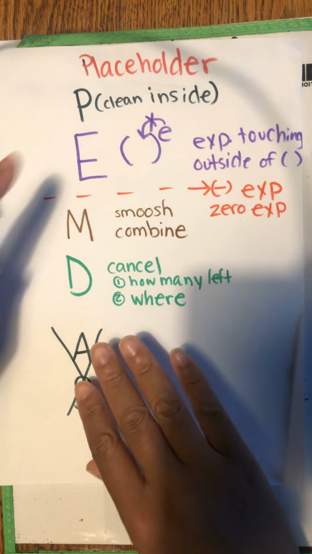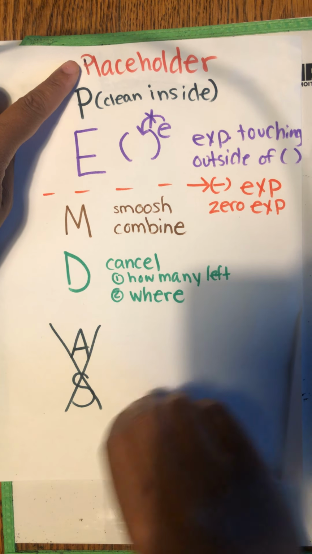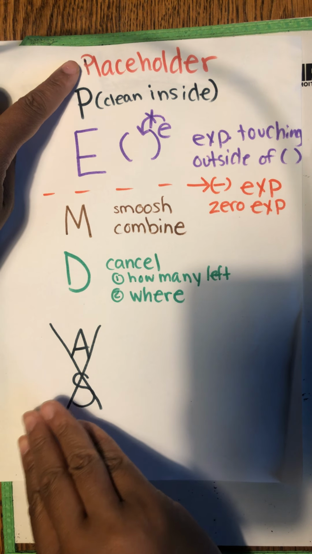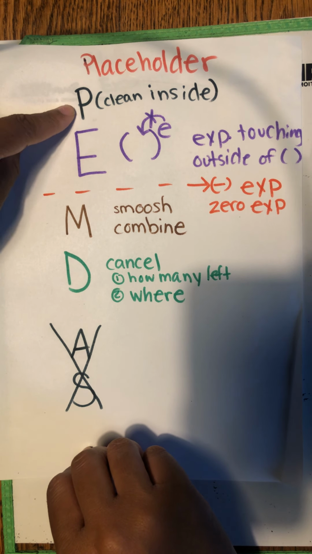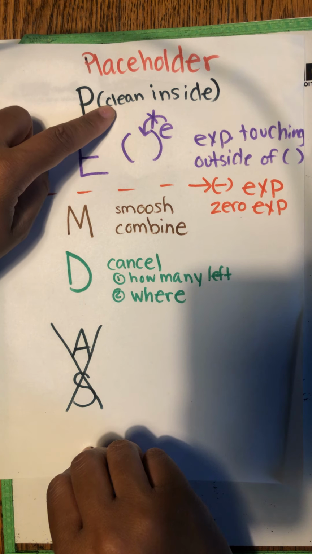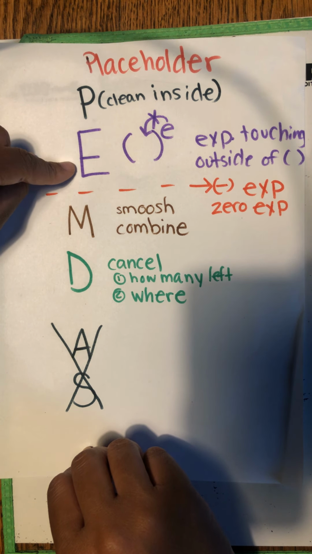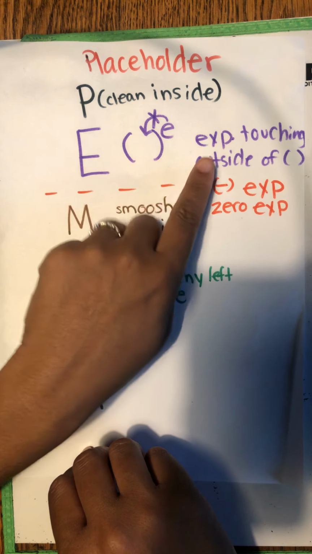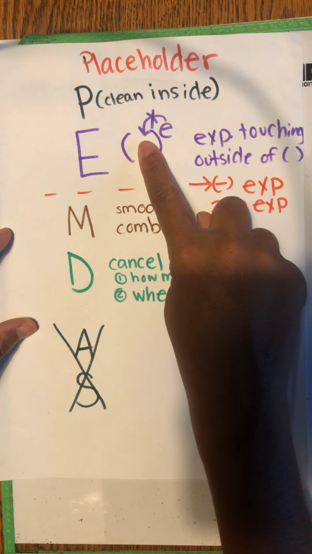The first thing I'm going to do is put a placeholder with everything. If you don't see an exponent on your terms or on your variables, you need to put a placeholder one there. Then, if we have a set of parentheses, we're going to see if we can clean up anything on the inside. We're going to move on to E. If you see an exponent touching the outside of your parentheses, you're actually going to multiply it inside.